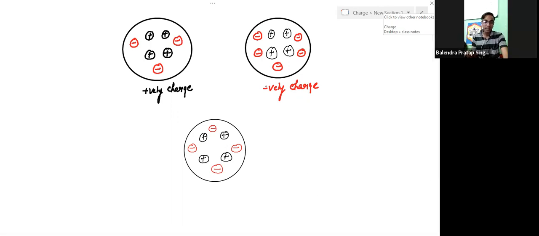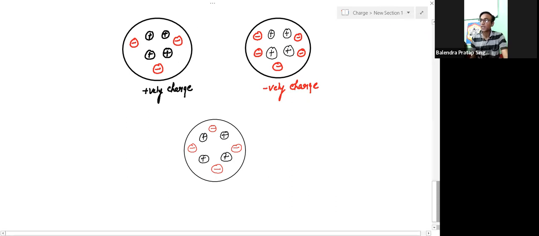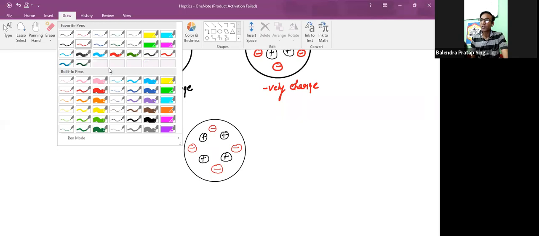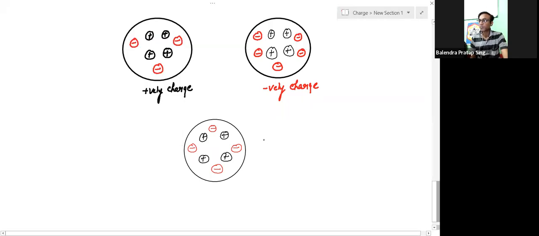It has an equal number of positive and negative charges, so we consider this as neutral. It will show neutral behavior. We can consider it as zero charge, no charge, or neutral in nature.